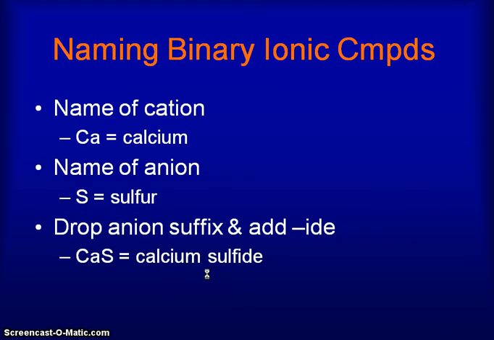Now, naming binary ionic compounds is a relatively simple process. You always start with the cation, which will be listed first in the formula, and then follow it with the anion. So for this one, we have CaS. We look up what Ca means, and that is calcium. Then we look up our anion, which is S, and that is sulfur. The only thing we have to do at the end is change sulfur's ending to -ide. So this becomes calcium sulfide. So it's name the cation, name the anion, and then change the ending to -ide.